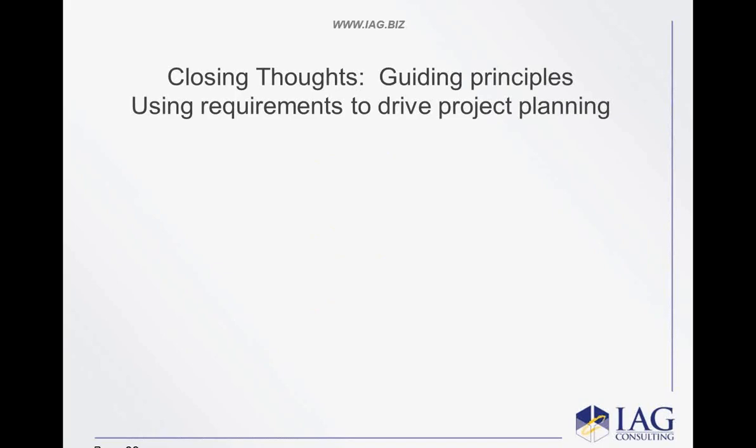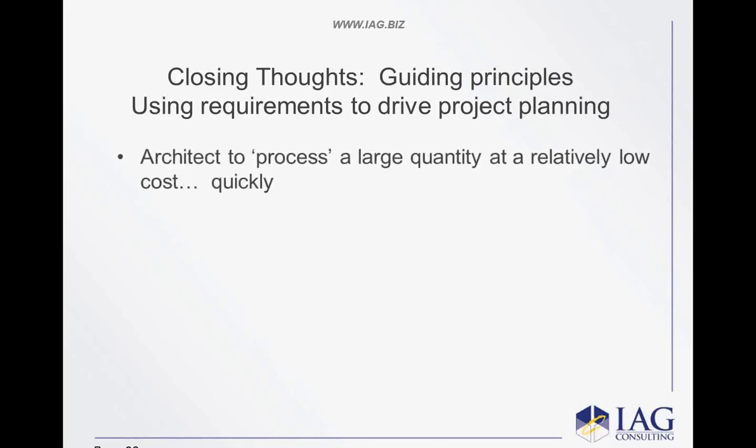Some closing thoughts, and there are lots of great questions. You can continue to tinker away and put those questions into the Q&A area and see just how fast I can answer these things. But on guiding principles using this approach, there are some basic things that I want to suggest to you, okay? You need to architect the process to produce a large quantity at a relatively low cost and do it very quickly, okay?